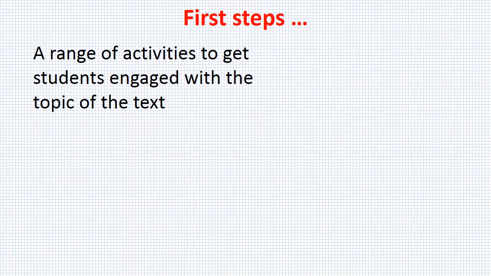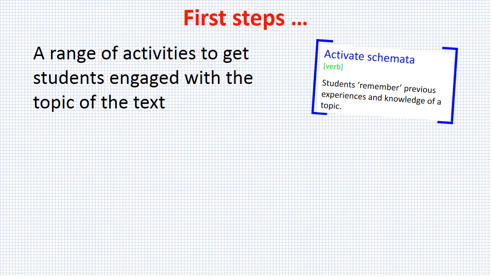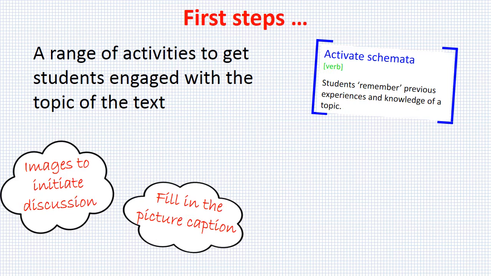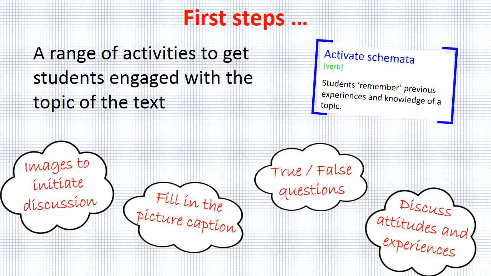So, what are the first steps? Well, first, it's about getting students to engage with the topic of the text. This you can do with a range of activities. For example, you could use images to initiate discussion, a caption game, true-false questions, or an attitude survey, whatever you can think of to get the students to engage with the topic of the text.